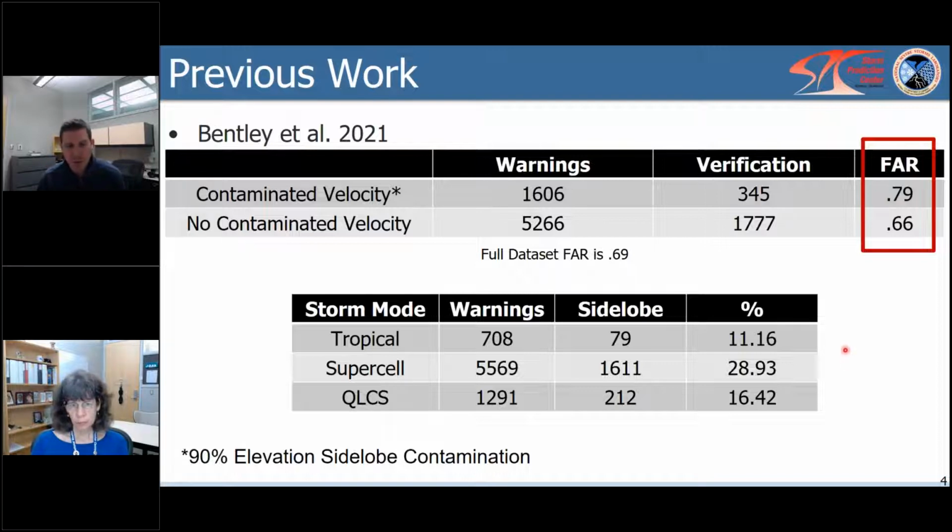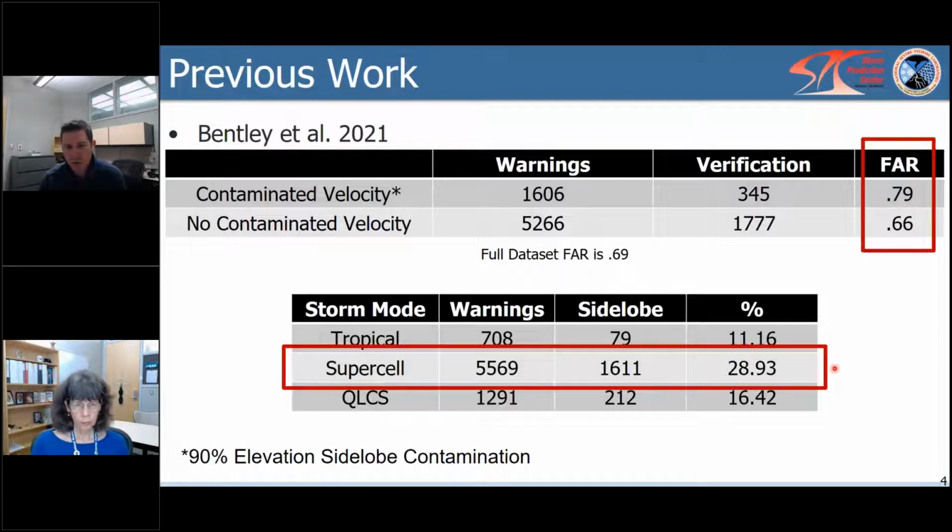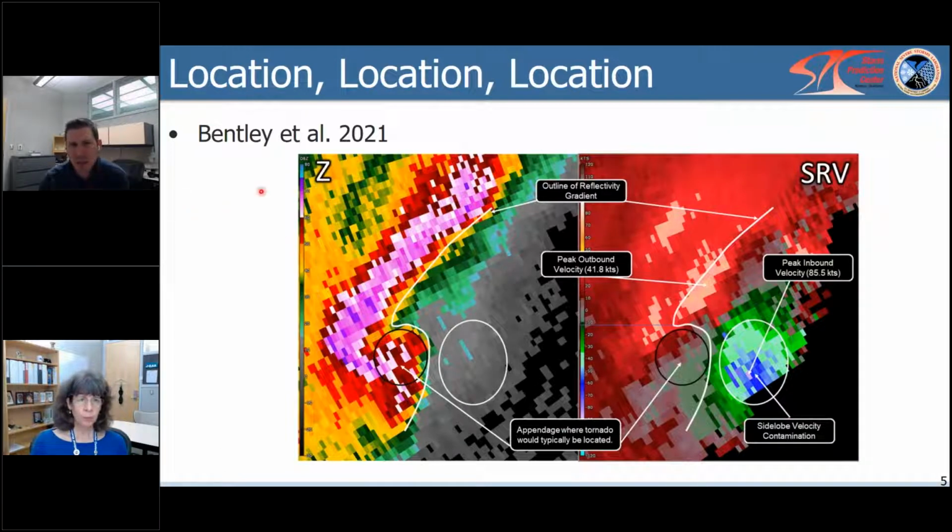The other interesting thing is when you look at storm mode, supercell really jumps out. Supercell is the dominant mode where you're going to get this. It makes sense, that's how you get your echo overhang and a lot of the things you need for sidelobe contamination to be a significant issue. It was interesting to see the data support that, with 29% of supercells having sidelobe contamination present. And we estimate 90% or so of that is probably elevation sidelobe contamination, and that's what we'll spend a good majority of the time talking about today.